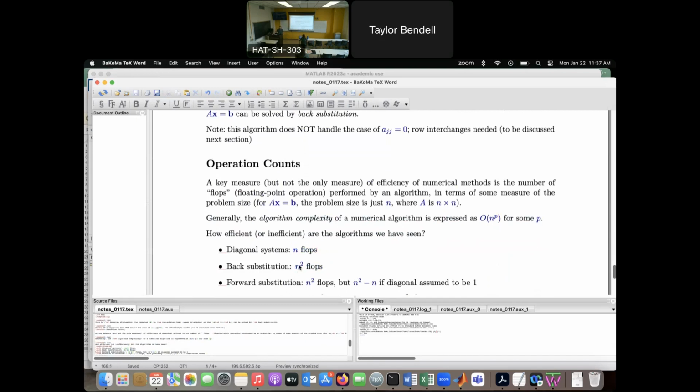And forward substitution is the same process, but we will be using forward substitution in a special case where the diagonal entries of the matrix are assumed to be 1. That's called a unit lower triangular matrix. So in that case, there are n divisions you can remove, and the complexity is n squared minus n. So that's the complexity for these simple cases.